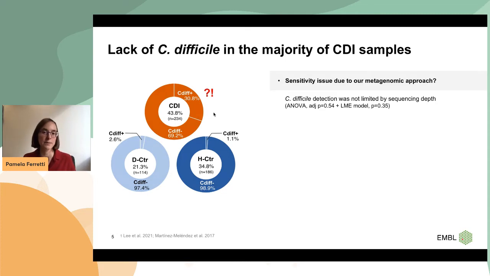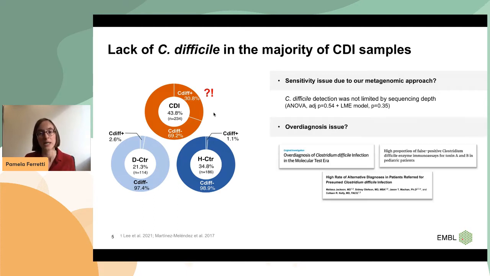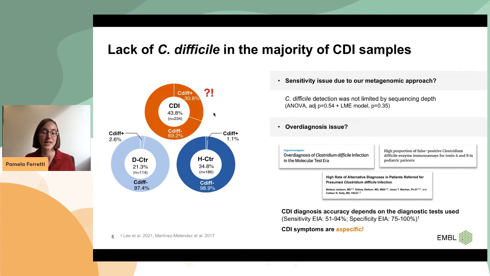The first potential explanation, of course, that we thought of was that we were dealing with a sensitivity issue due to our metagenomic approach. But we performed different analyses that actually confirmed that C. difficile detection in our case was not significantly limited by the sequencing depth. The alternative explanation is an overdiagnosis issue, and actually there is a considerable body of literature that points to the fact that performing an accurate CDI diagnosis is actually surprisingly complicated and challenging, because the CDI diagnosis accuracy really depends on what kind of diagnostic tests are used.